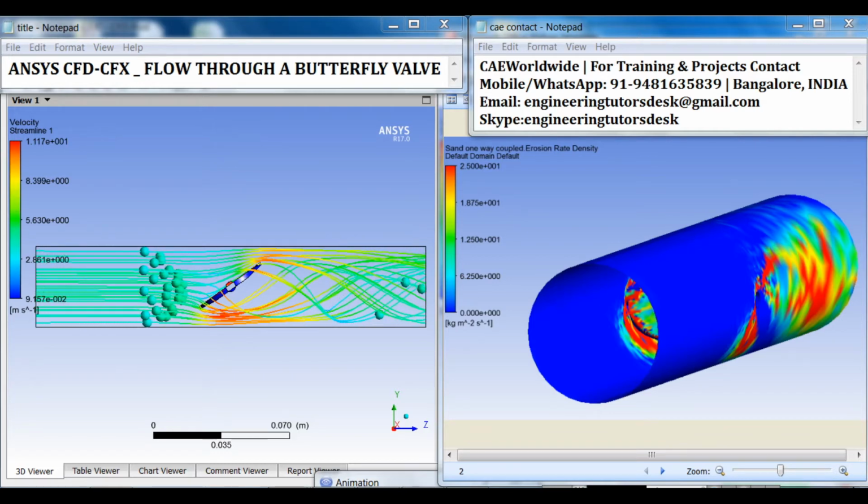As mentioned before, the example considered over here is the model of a butterfly valve in a pipe. The analysis type considered is steady state, with general fluid and flow in a single domain. The turbulence model used for the analysis is the K-epsilon model.